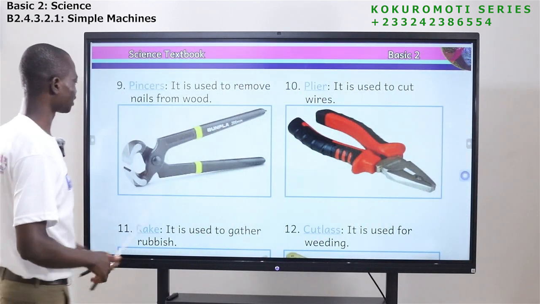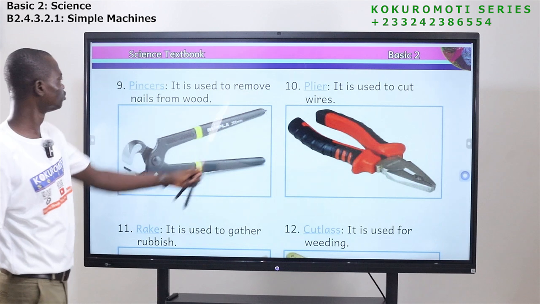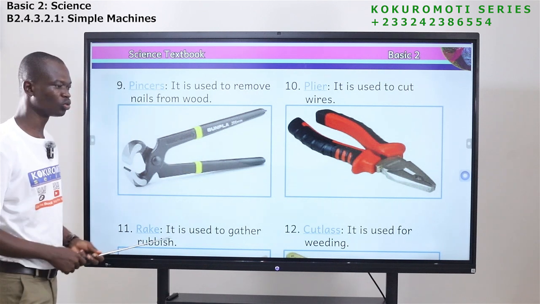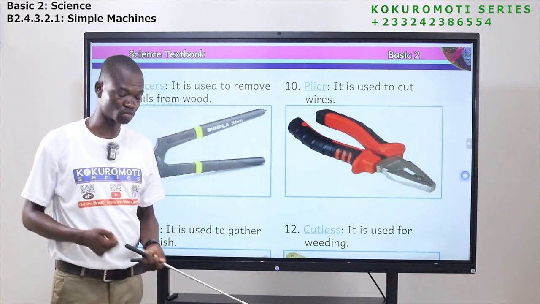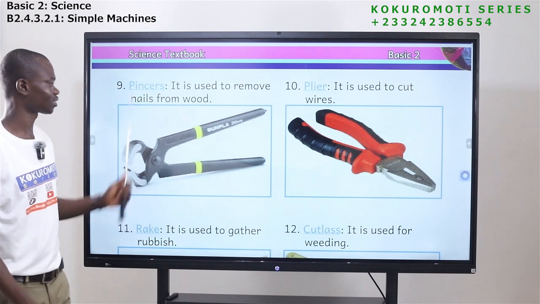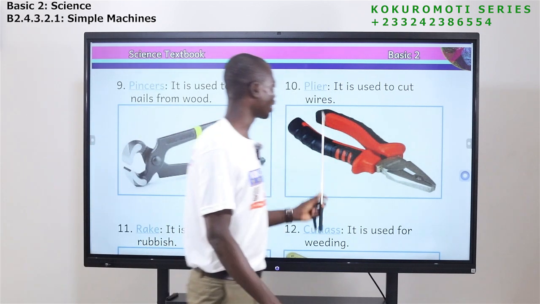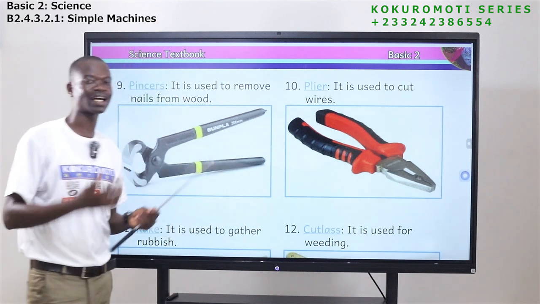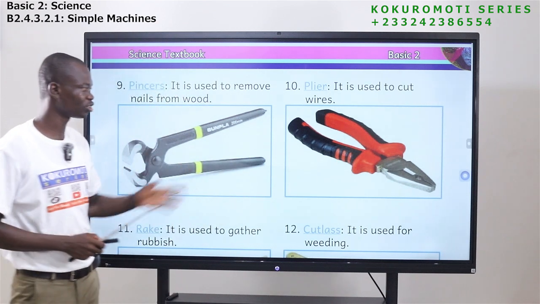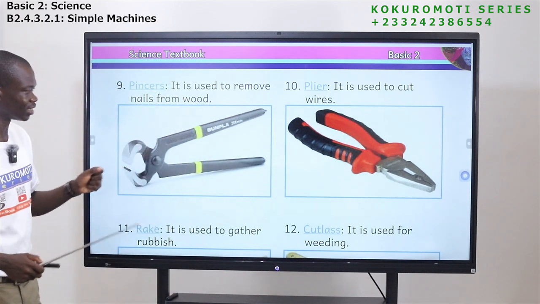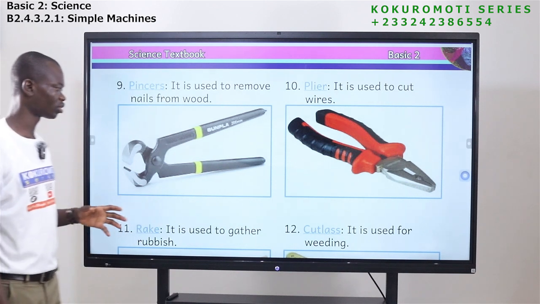Pincers. This is pincers for you, and it is used to remove nails from wood. So if you want to remove a nail from wood, you use what? Pincers. The next one is plier. It is used to cut wires. So if you have wire and you want to cut it, you use plier to do it. Please don't go and use scissors. You get shock. Okay.